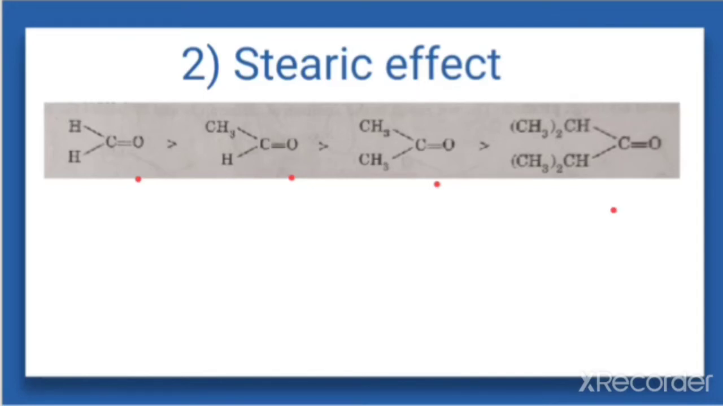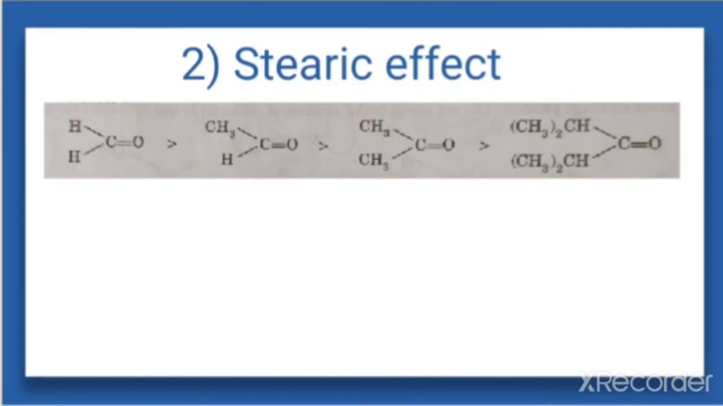So what is the difference in this? When you look at the size of the group here, there is a much bulkier size. In the case of an isopropyl group, this group is much bulkier. That means the size of the group is much bigger. But compared to this, in acetone the methyl group size is lesser. And here one methyl group and one hydrogen, and here two hydrogens are there. And hydrogen is the smallest in size.